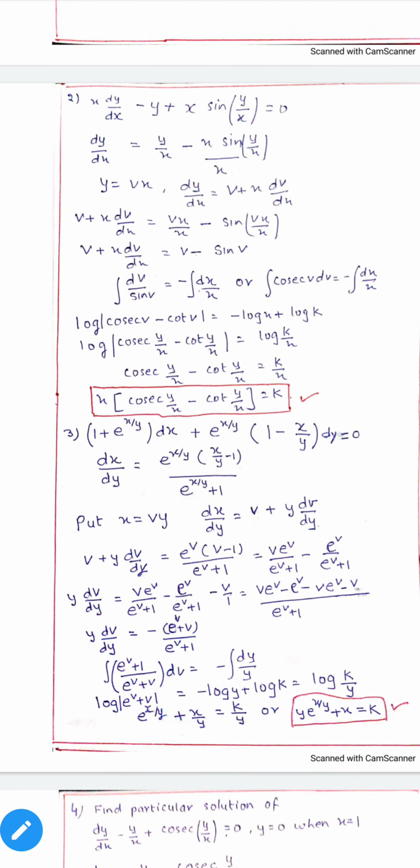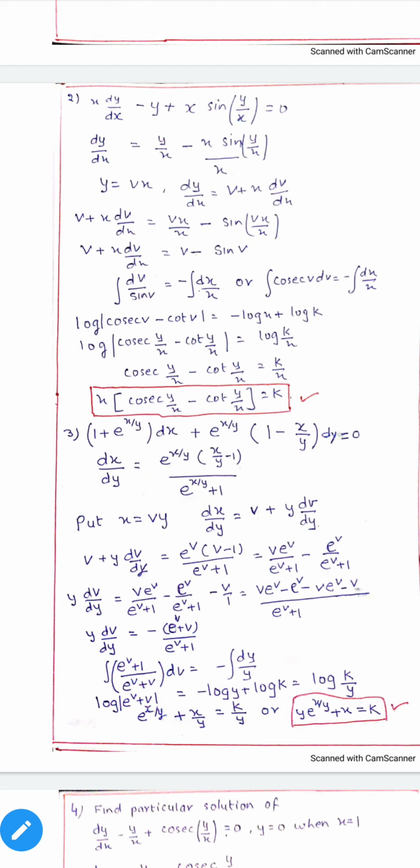The next question: x dy/dx − y + x sin(y/x) = 0. dy/dx = y/x − sin(y/x). y = vx and dy/dx = v + x dv/dx. So what do we get? v + x dv/dx = vx/x − sin(vx/x). So v + x dv/dx = v − sin v.